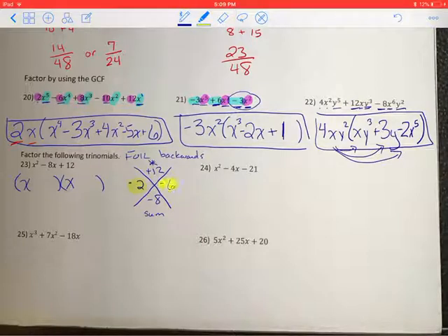Then those give me the numbers that go in my parentheses. It doesn't matter what order you put them in. Right? You can do the minus 6 first if you like that. Now if you want to check it, you FOIL. So I'm going to do a check on this one.